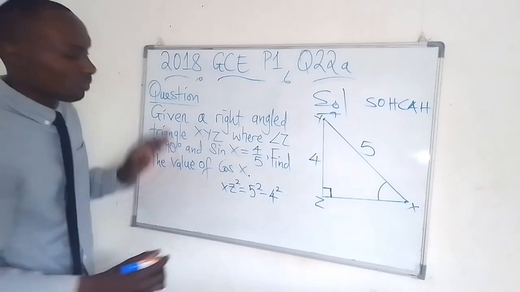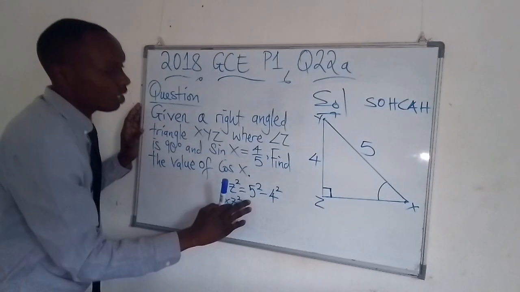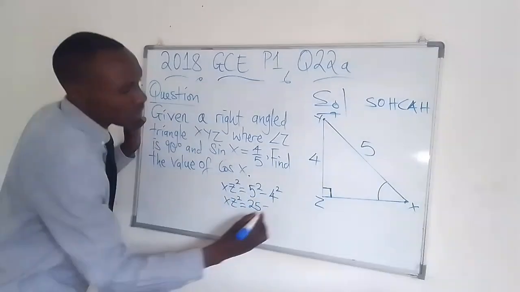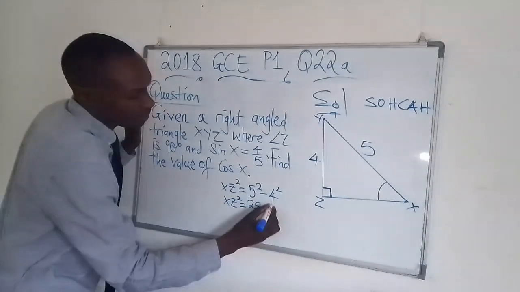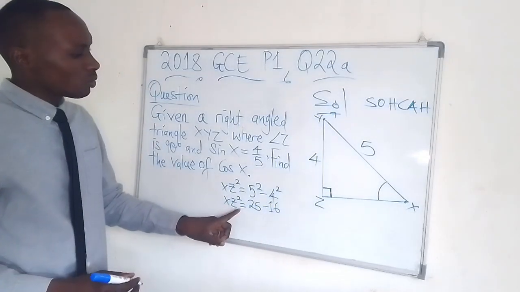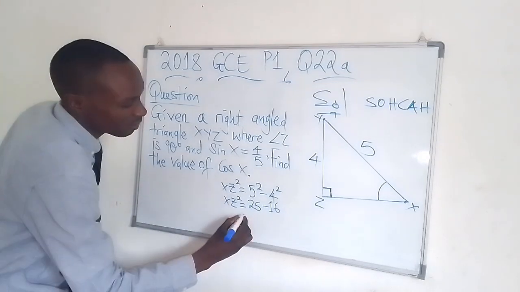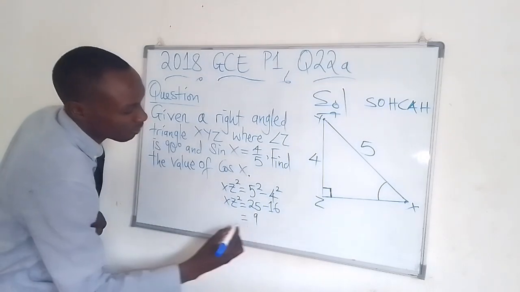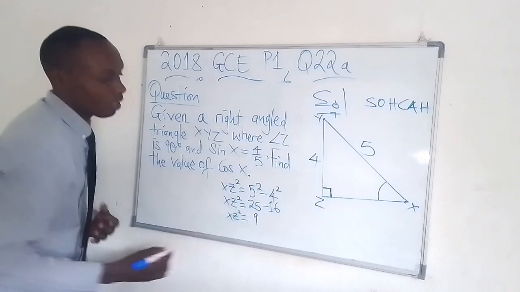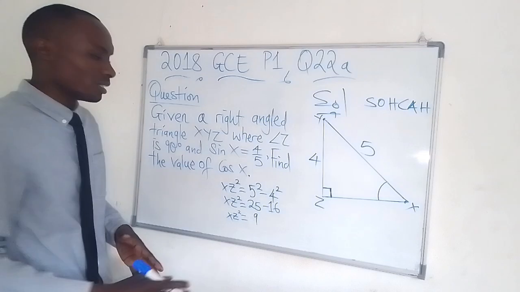So what does this give us? XZ square is equal to 5 square is 25, then minus 4 square is 16, so we get 16 here. XZ square is equal to 25 take away 16. 25 take away 16 is just 9. So we're going to have 9 here, and this side we're going to have XZ square. To get XZ, we square root both sides.